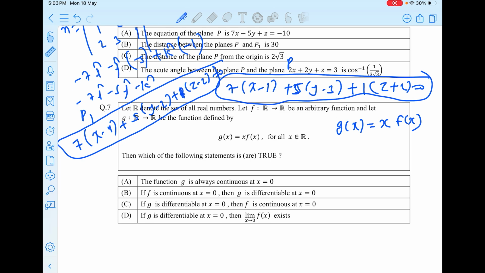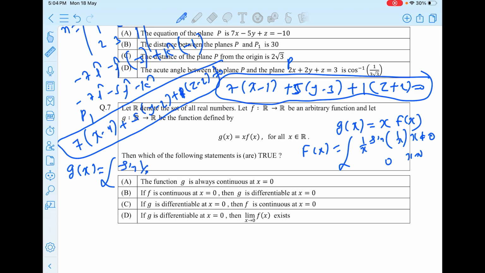Now if you see option A, g is always continuous. See, counter example. For these types of questions, the best counter example is an oscillatory type of discontinuity. So f(x) I can take as (1/x) sin(1/x) when x is not equal to 0 and 0 when x is equal to 0. This is defined everywhere, but if you calculate g(x), it becomes sin(1/x), which shows an oscillatory type of discontinuity at 0. So it is not always continuous. So option A is wrong.